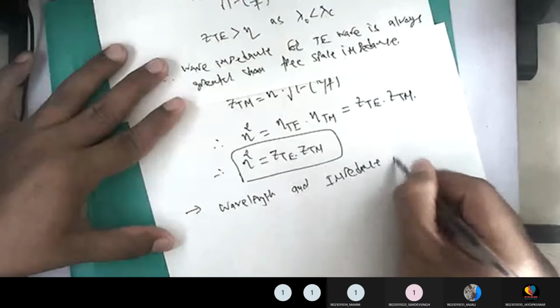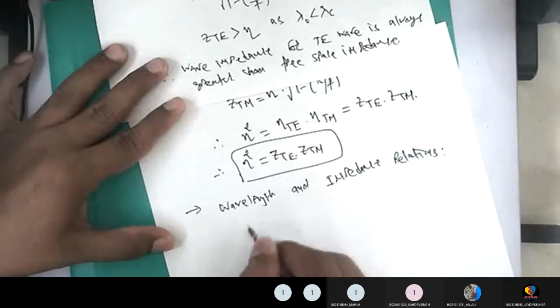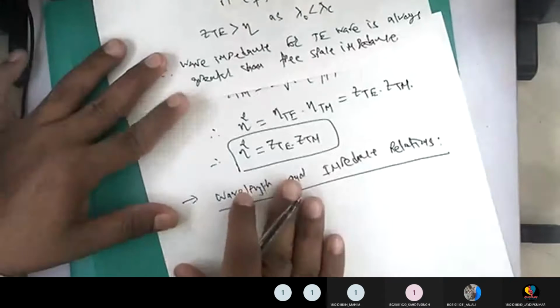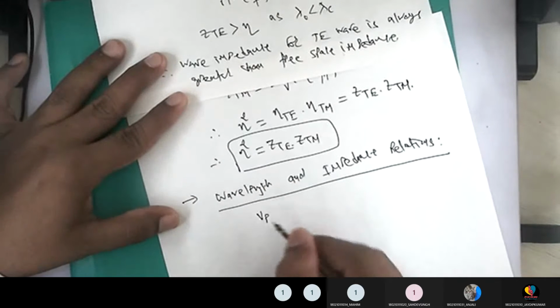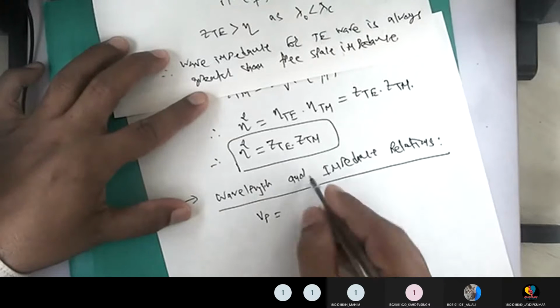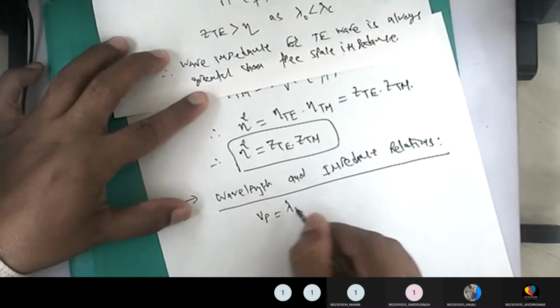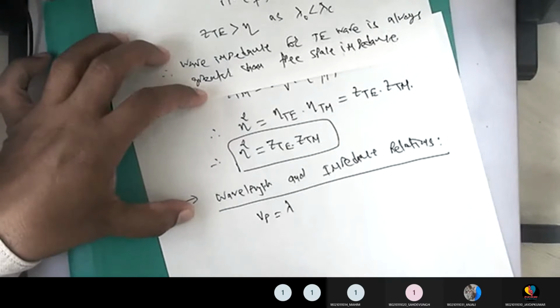Each and every term will give you the idea about the wave behavior. So we all know that the phase velocity vp, any velocity, can be expressed in terms of the frequency and the wavelength.